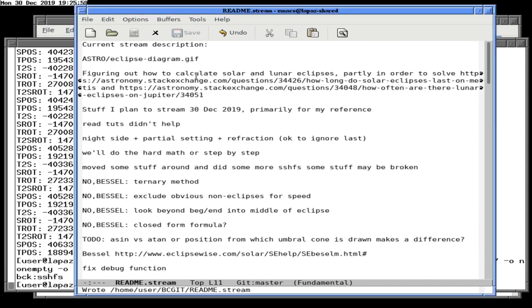So today we're going to continue by looking at Jovian lunar eclipses, or actually lunar and solar eclipses in general, since we can pretty much generalize at this point. I did read some tutorials on Besselian elements, but they didn't help. They do imply that you can do a lot more with them than just figure out if an eclipse is occurring, but we probably don't need that. There are other issues we need to deal with.